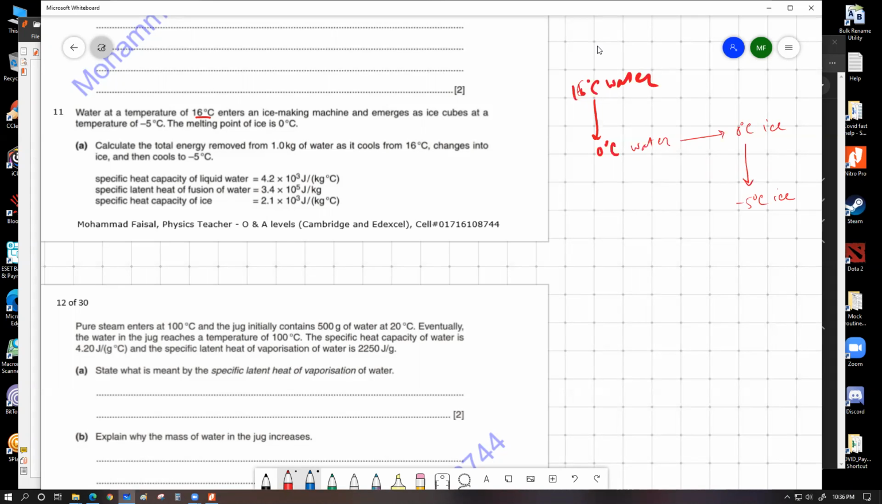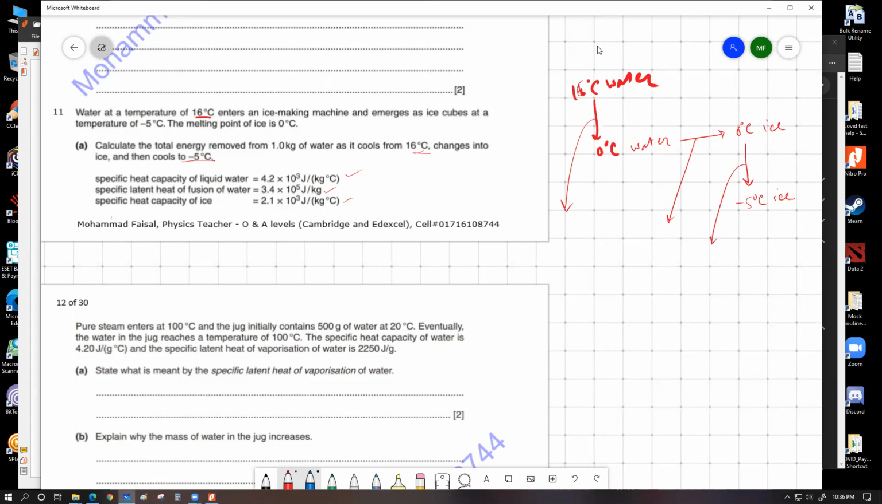The question says calculate the total energy removed from 1 kg of water as it cools from 16 degrees Celsius, changes into ice, and then cools to minus 5 degrees Celsius. So they have already told you that we have these 3 steps of change. Specific heat capacity of liquid water is this much, specific latent heat of fusion of ice is this much, and specific heat capacity of ice is this much. So we're going to be using mc delta theta for this part, mLf for this part, and once again mc delta theta for this part.